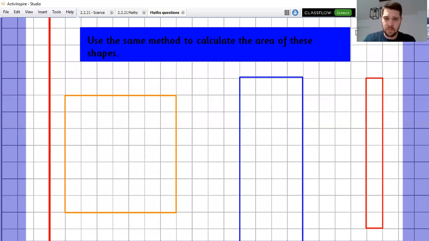Larger shapes, we're expecting a larger area because there's clearly more space occupied within those shapes. So can you pause the video here and try to calculate the area of these 3 shapes?